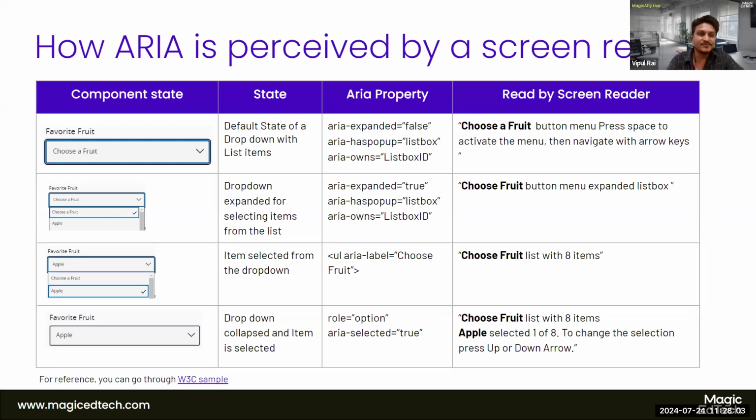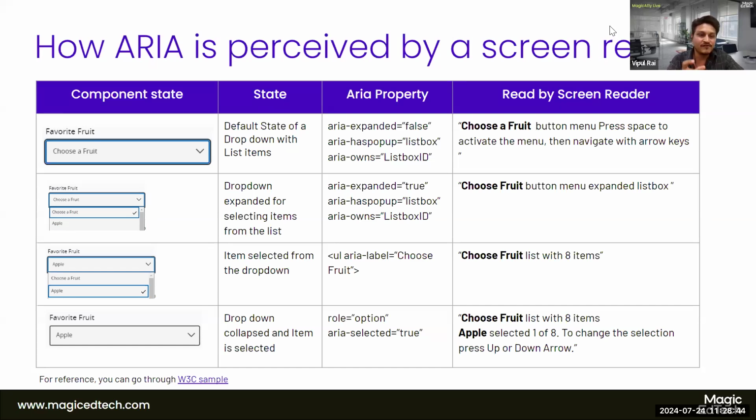Now, once the drop-down has been expanded, we have a list of items and we'll be navigating using arrow keys. Now you have a section where apple is present for the choose a fruit item. When the drop-down has opened and an item is selected, the ARIA label is used here, which is choose fruit, with multiple names provided, such as apple, mango, banana. For example, if we have a list of 8 items, the screen reader will announce this as choose fruit list with 8 items, as there are 8 items present within the drop-down.